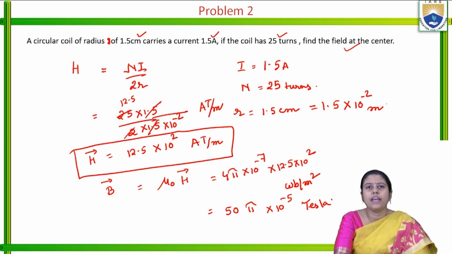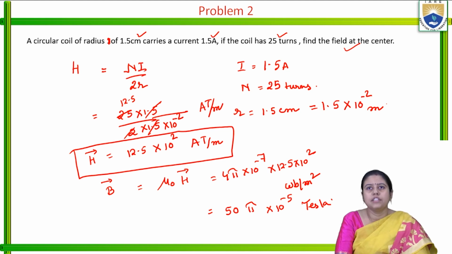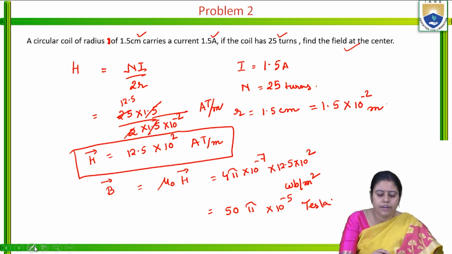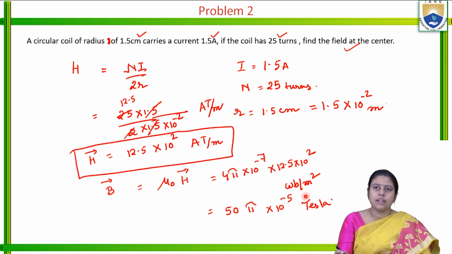We have the formula H is equal to nI by 2r. The N value we got, the I value is given, and R is 1.5 centimeter, which can be written as 1.5 into 10 to the power minus 2 meter. If we put in the values, we can calculate H in ampere turn per meter. B is equal to mu naught H, which is 4 pi into 10 to the power minus 7 into 12.5 into 10 square, meaning 50 pi into 10 to the power minus 5 Tesla.